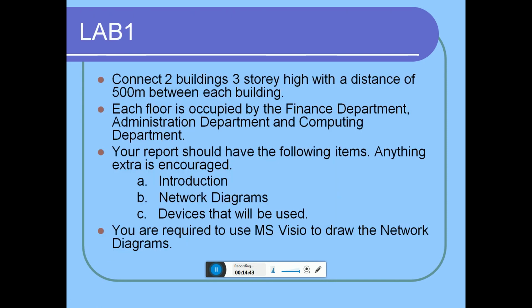The lab: connecting two buildings, each three stories high, with a distance of 500 meters between the buildings. Each floor is occupied by the finance department, the administrative department, and the computer department. Your report should have the following items: an introduction, networking diagrams, and the devices that will be used. You are required to use MS Visio or Draw for the networking diagrams.